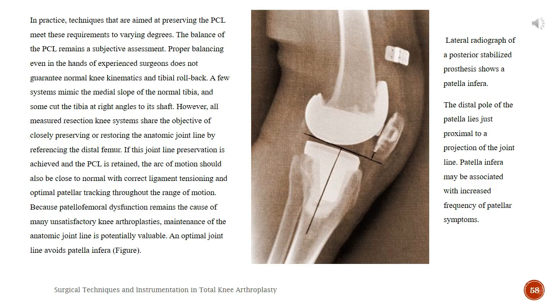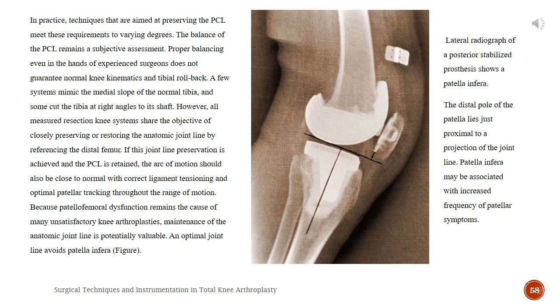A few systems mimic the medial slope of the normal tibia, and some cut the tibia at right angles to its shaft. However, all measured resection knee systems share the objective of closely preserving or restoring the anatomic joint line by referencing the distal femur. If this joint line preservation is achieved and the PCL is retained, the arc of motion should also be close to normal with correct ligament tensioning and optimal patella tracking throughout the range of motion.